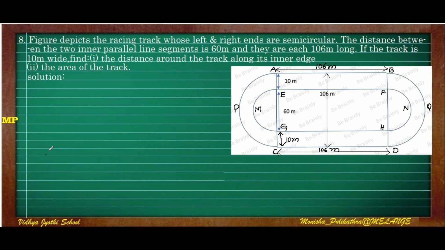Figure depicts the racing track whose left and right ends are semicircular. The distance between the two inner parallel line segments is 60 meter and they are each 106 meter long. If the track is 10 meter wide, find the distance around the track along its inner edge, the area of the track. So here, first we need to find out the distance around the track along its inner edge.